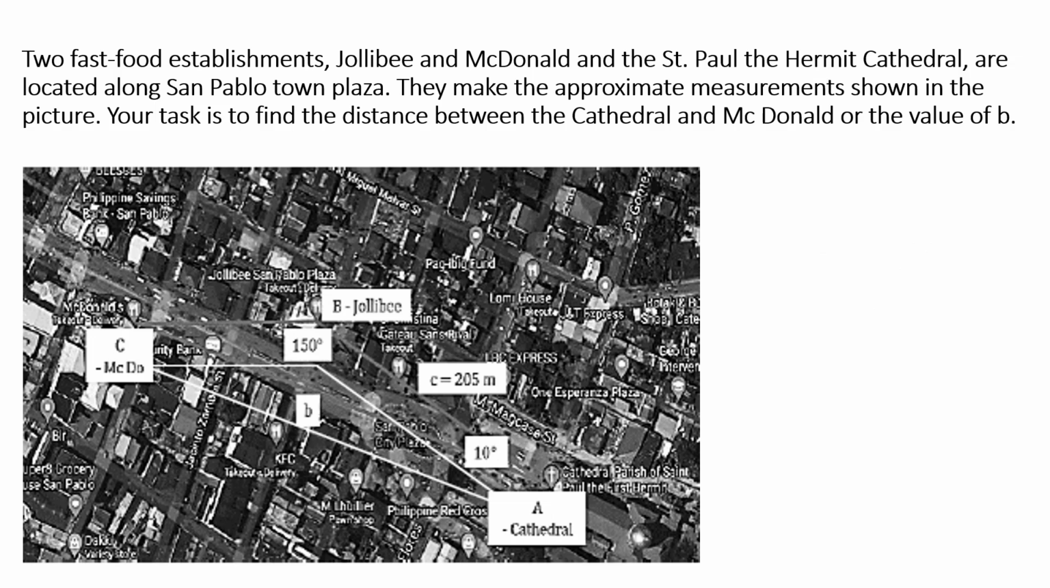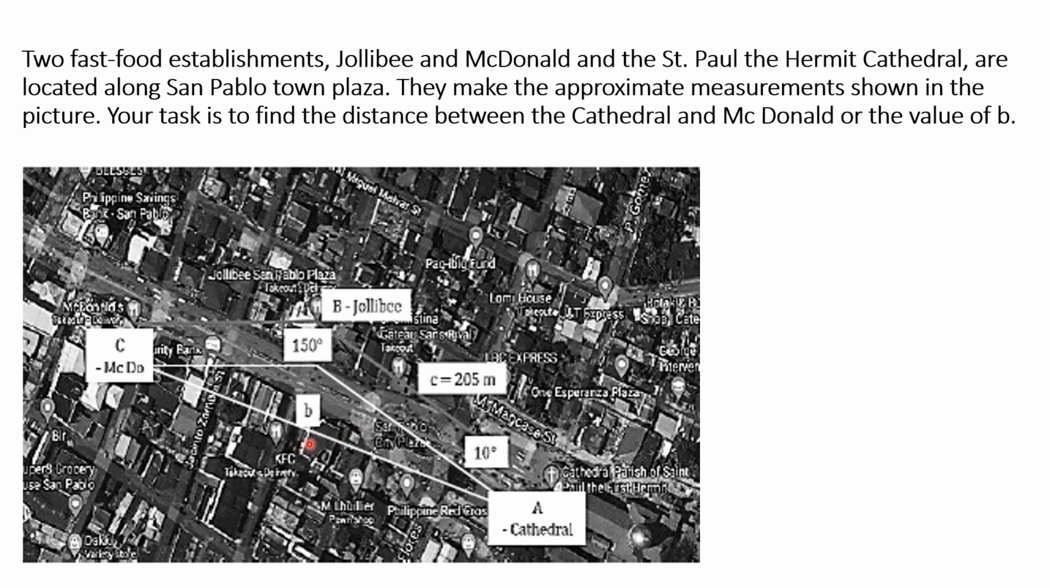Next, you have two fast food establishments, Jollibee and McDonald's, and the St. Paul Hermit Cathedral located along San Pablo Town Plaza. They make the approximate measurements shown in the picture. Your task is to find the distance between the cathedral and McDonald's, or the value of B. So let's highlight those values. This is 150 degrees, this is 205 meters, this is 10 degrees, and this is the value of B.